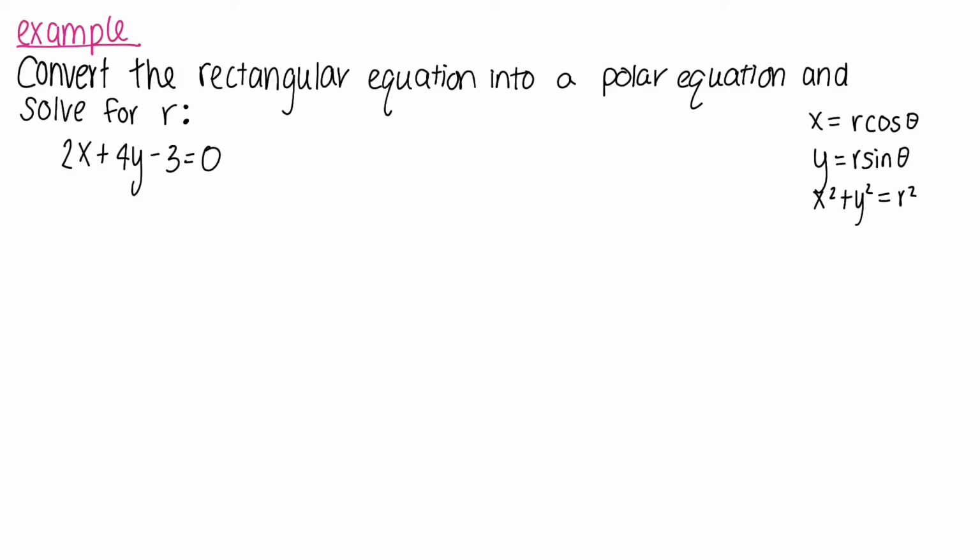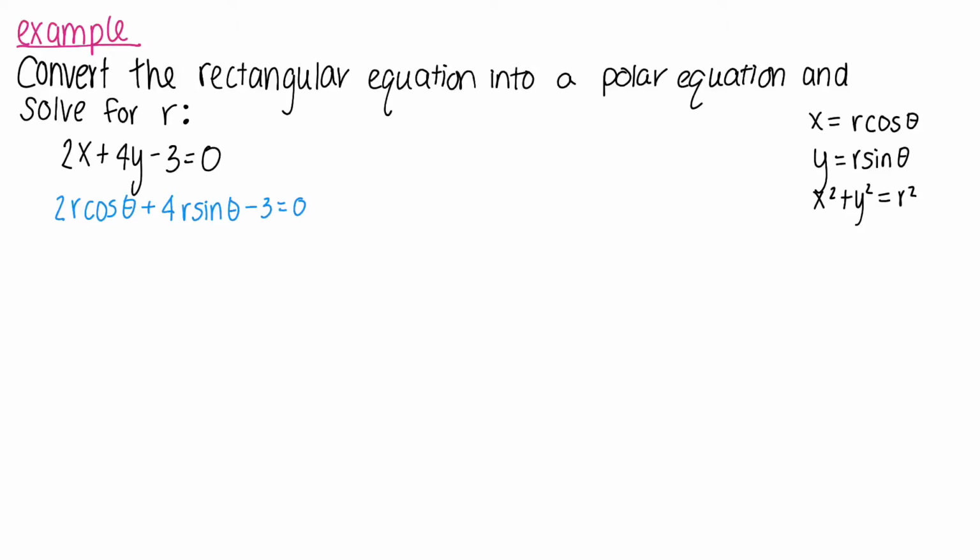Just two more examples here. For this guy, there's an x and a y. We're just going to use the formulas we were given, and then we're going to try to solve for r. So we have 2, and then instead of x, we have r cosine theta plus 4, and then instead of y, we have r sine theta minus 3 is equal to 0.